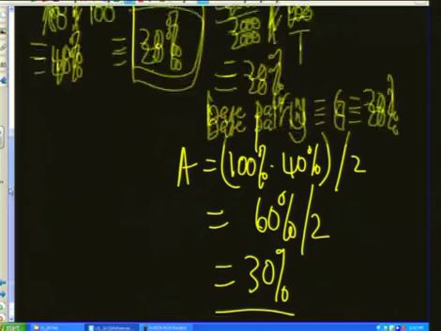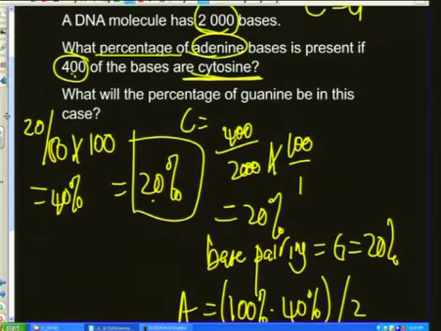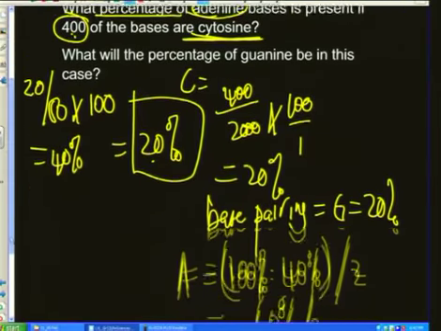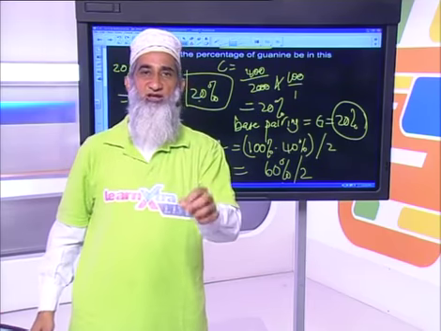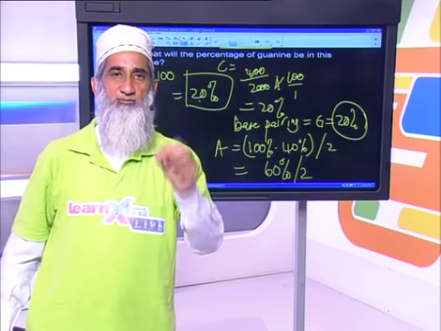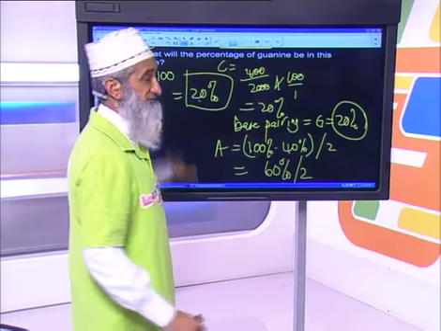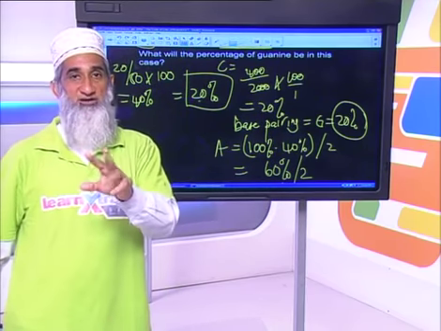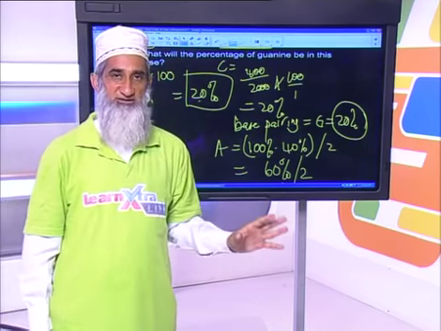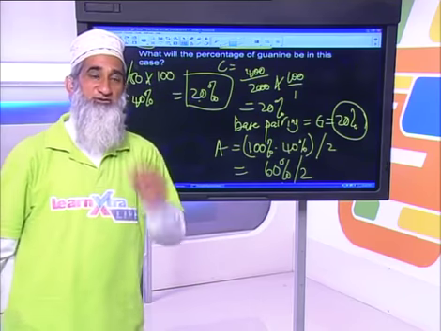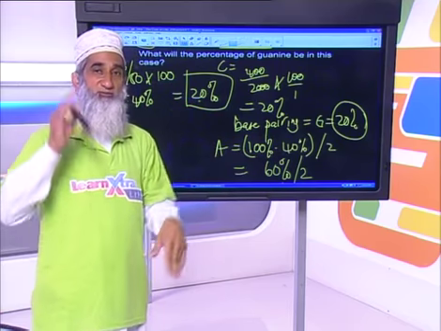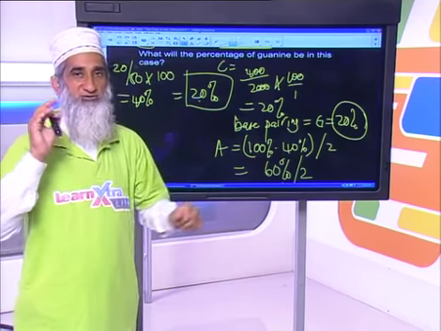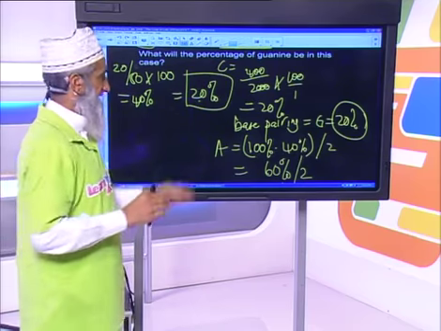The second question asks you, what will be the percentage of guanine? We've already worked that out. Because of base pairing, guanine is 20%. So the last question was just testing to see whether you understand the concept of base pairing. In fact, the whole question is based on 2 things. One is a little bit of calculation skill, but more importantly, do you know that when you're doing this work, that for every adenine there must be a thymine, and for every cytosine there must be a guanine. And that's what we got.